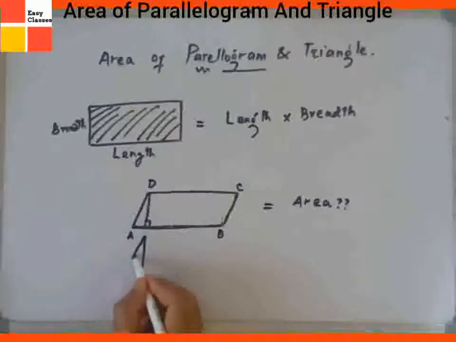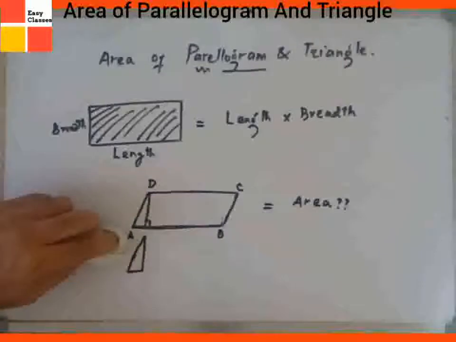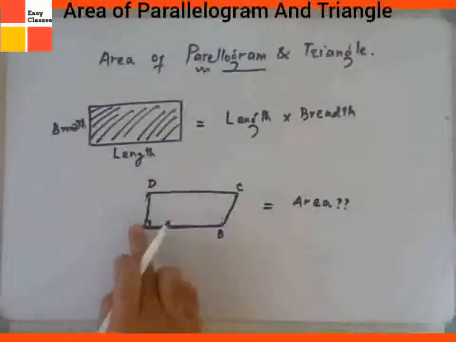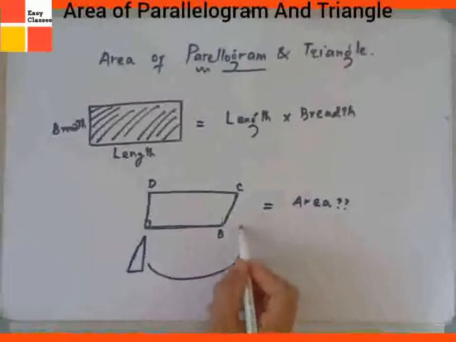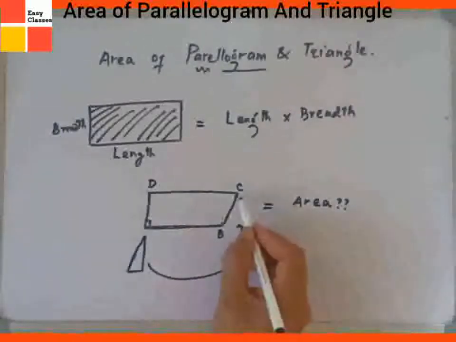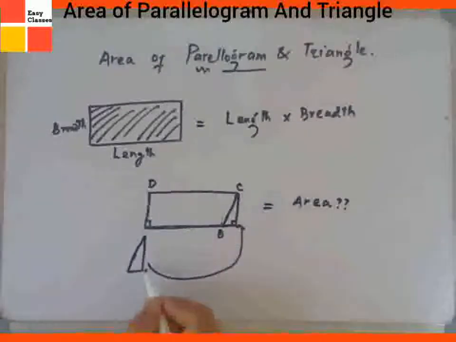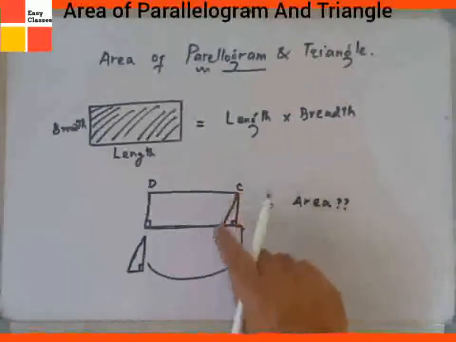See, so what I did, I cut this part of the parallelogram, right? Now that part is here. Now try to insert this part on this side. See how. Now I have inserted this part on the side CB.